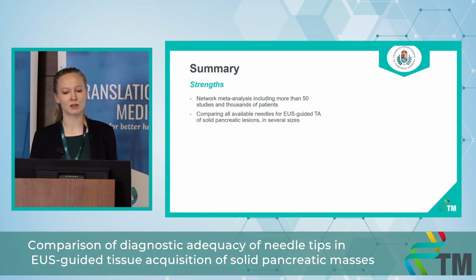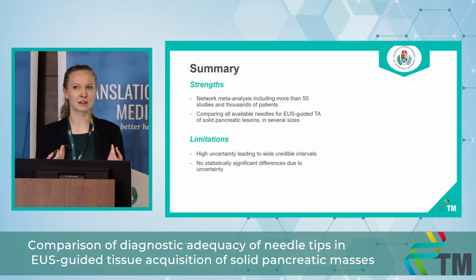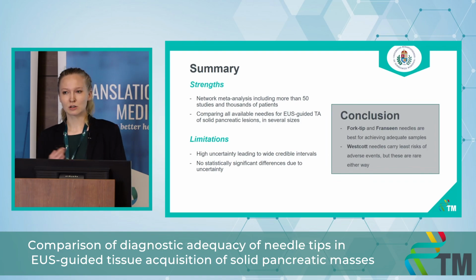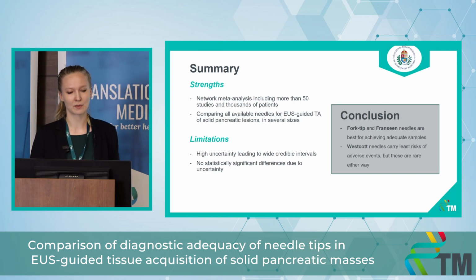and we were able to compare all the available needles for endoscopic ultrasound-guided tissue acquisition of solid pancreatic lesions. However, as limitations, there was high uncertainty leading to wide credible intervals, and there were no statistically significant differences in the pairwise comparisons. However, we would like to conclude that fork tip and Francine needles are best for achieving adequate samples, and Westcott needles carry the least risk of adverse events, but these are rare either way.